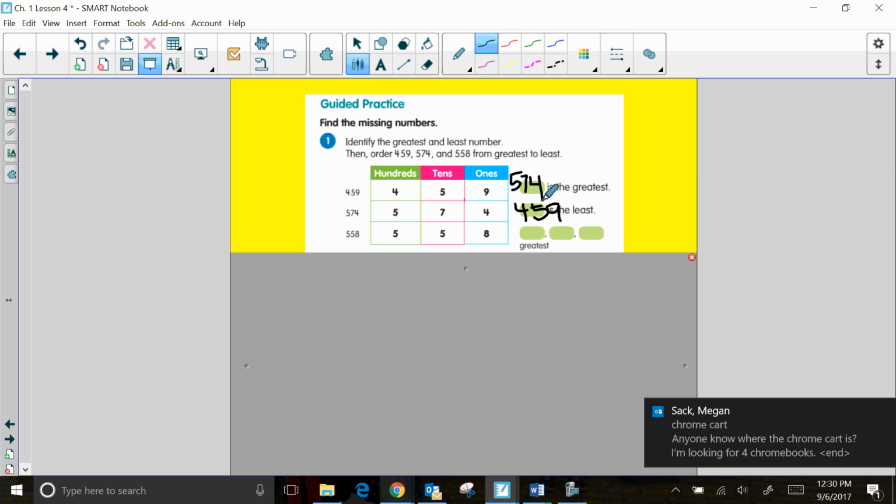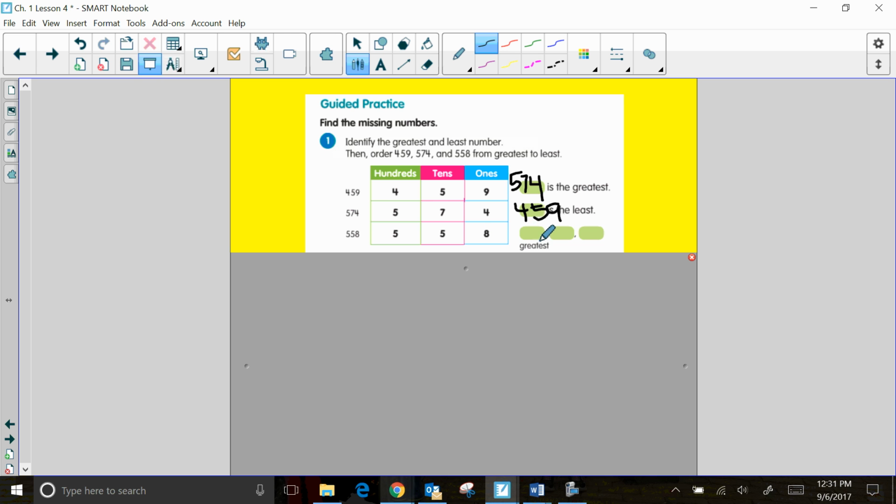And then when I order these from greatest to least, I put my biggest number first, 574, 558, and my least number is 459.